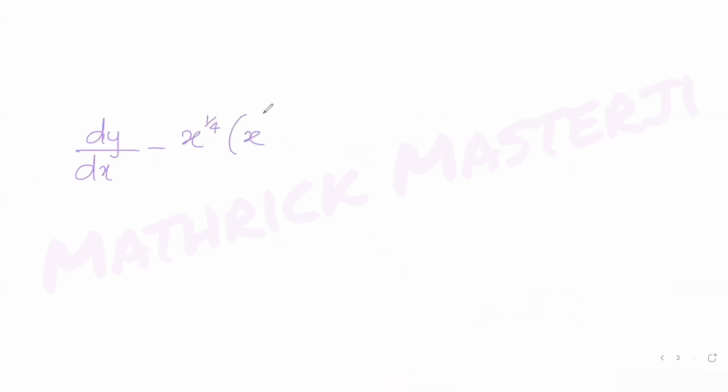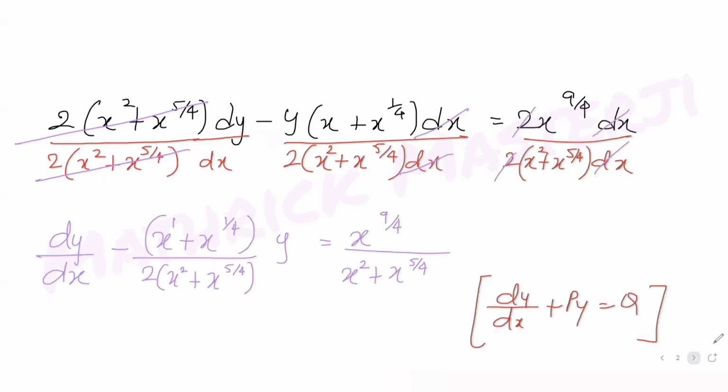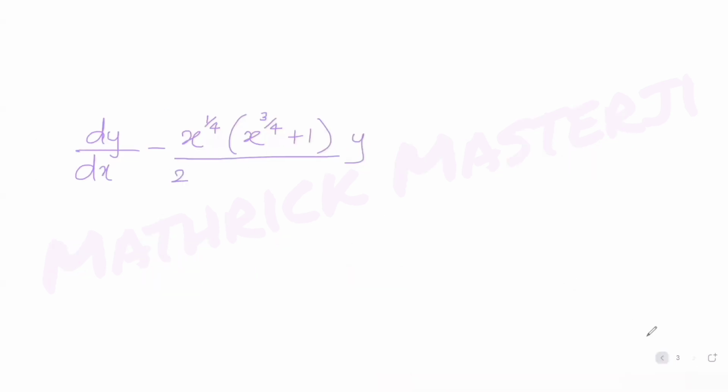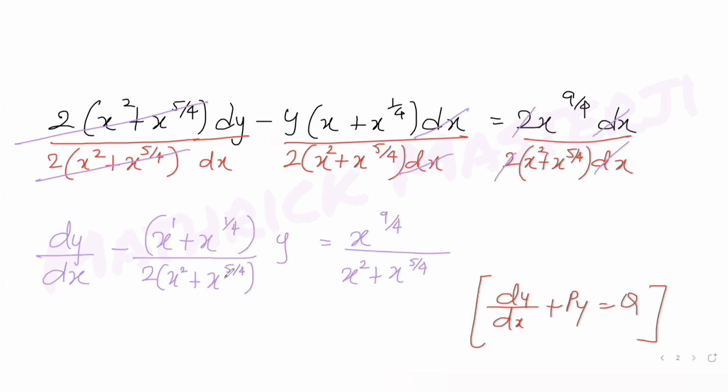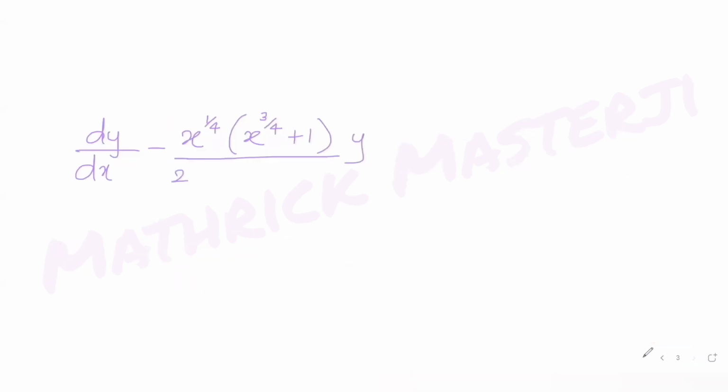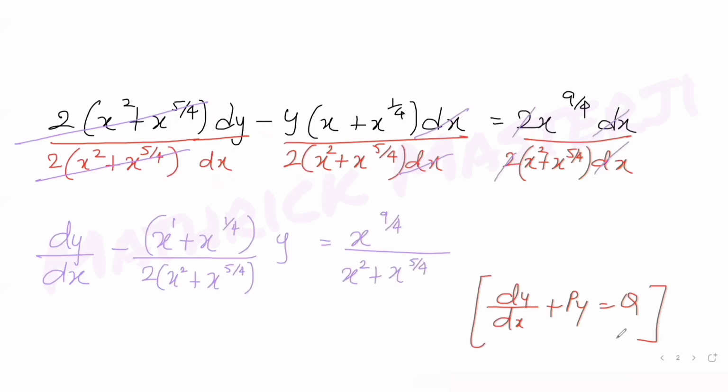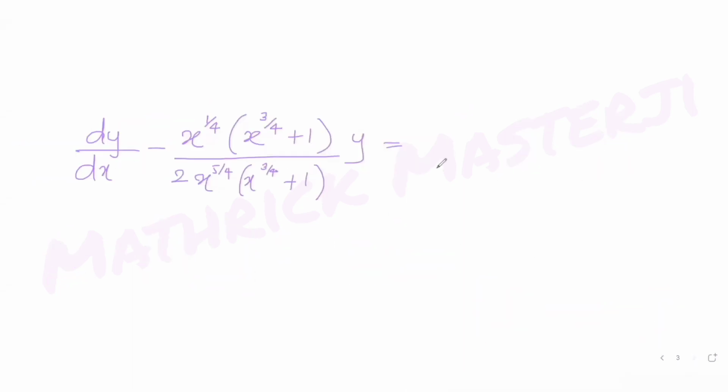x^(3/4) + 1, y upon 2(x² + x^(5/4)). So 5/4 and this is 2, and 2 is nothing but 8/4. So if I again take x^(5/4) common, I'm still left with x^(3/4) + 1. This is equal to, sorry, I should write equals first, and here I have x^(9/4).